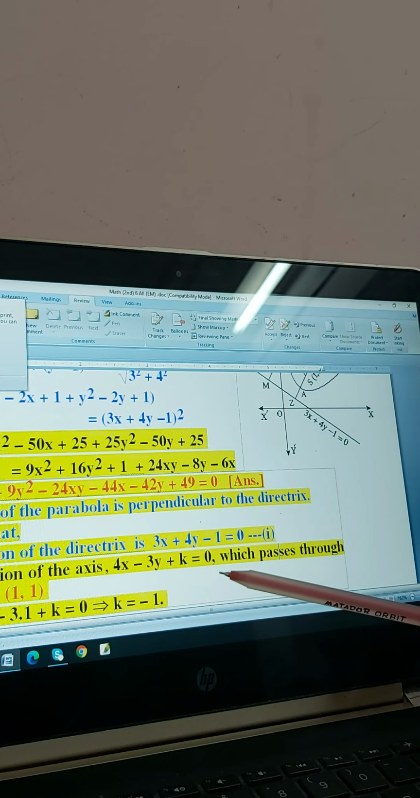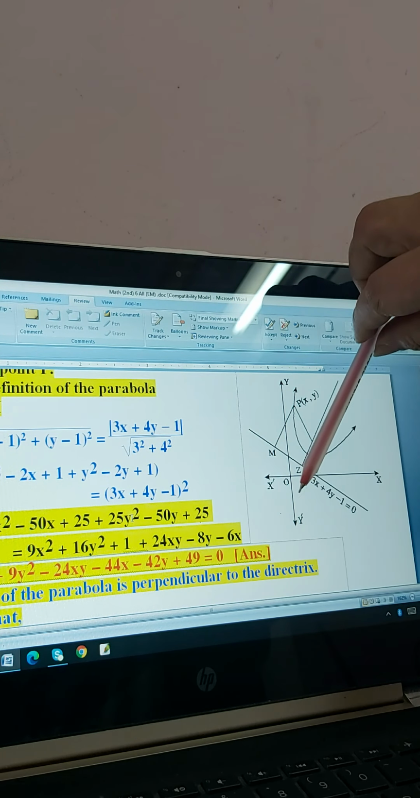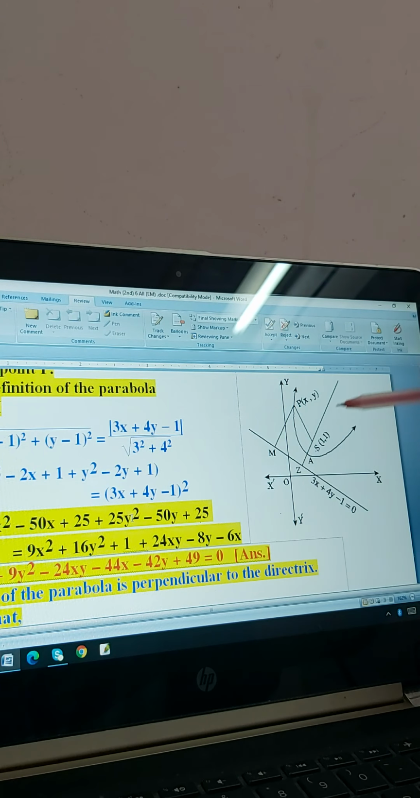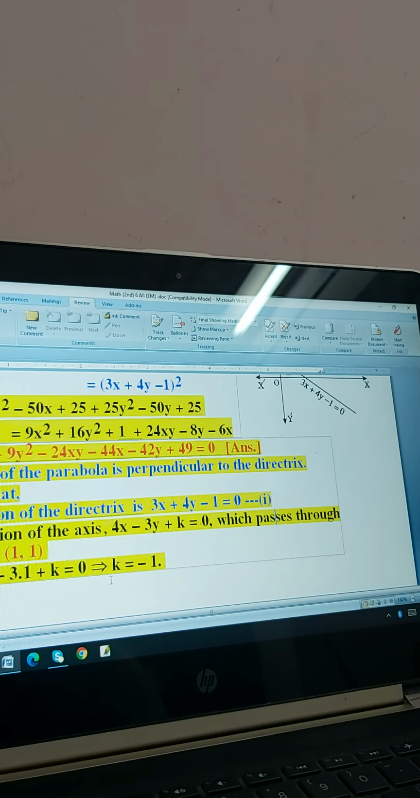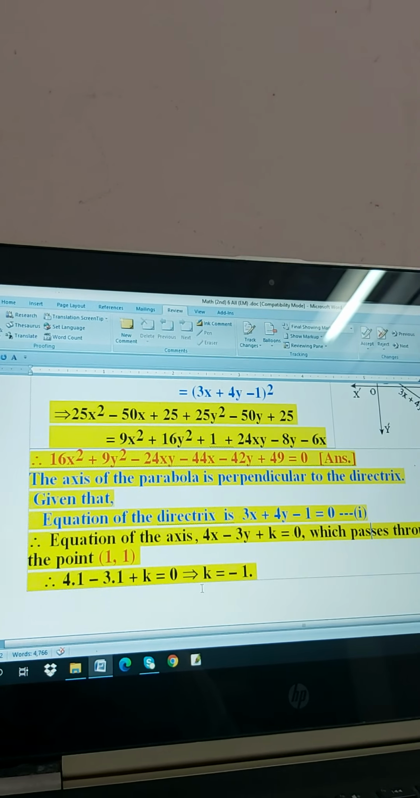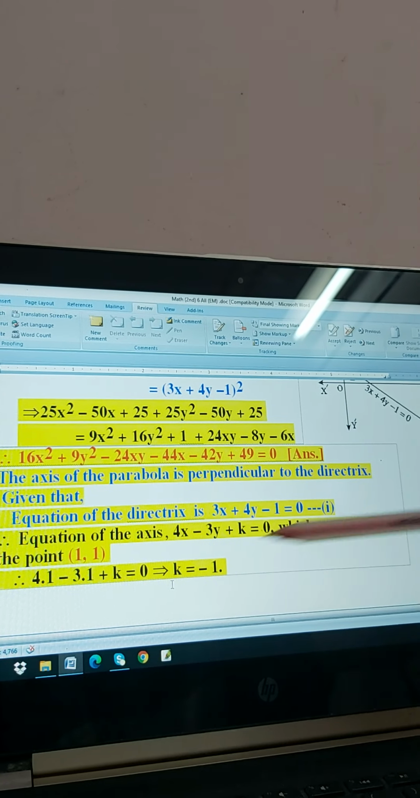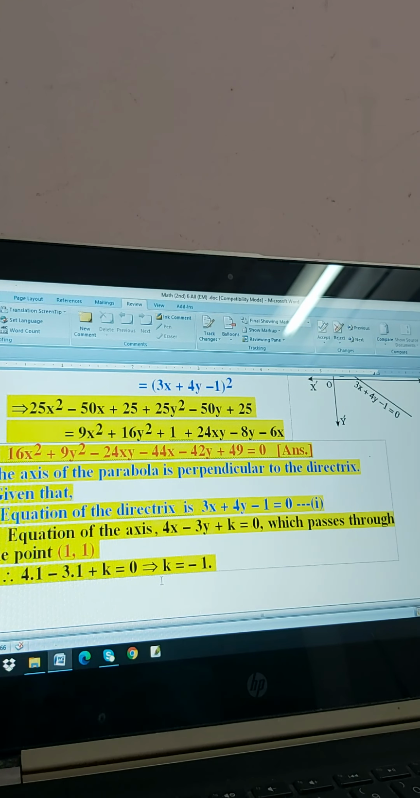This is the equation of the straight line perpendicular to the directrix, known as the axis of the parabola, which passes through the point (1, 1). Therefore, it must be satisfied. Now, instead of x, it will be 1, and instead of y, it will be 1. Then it is seen that 4 into 1 minus 3 into 1 plus k equal to 0. After simplification, k equal to minus 1.